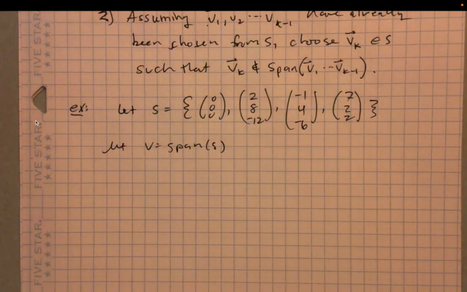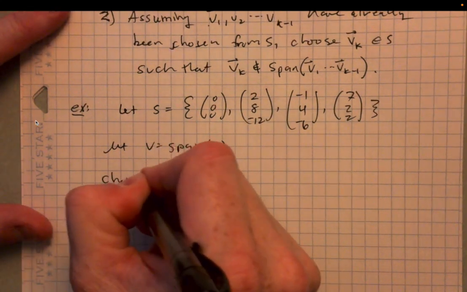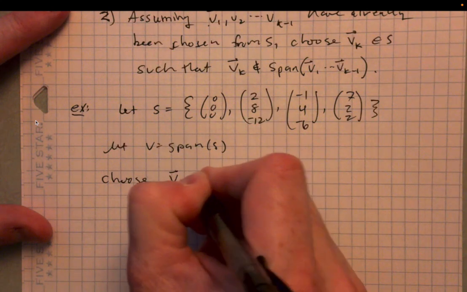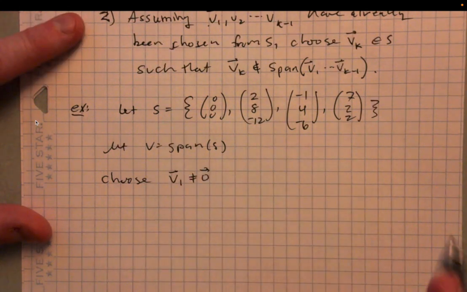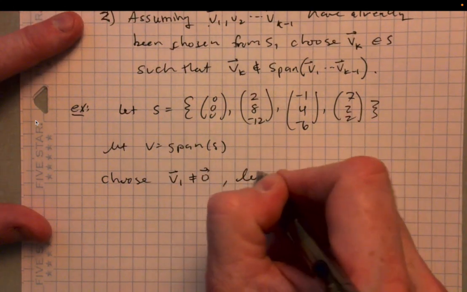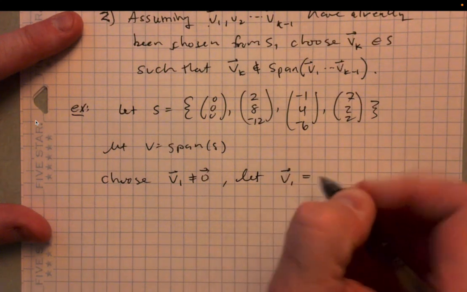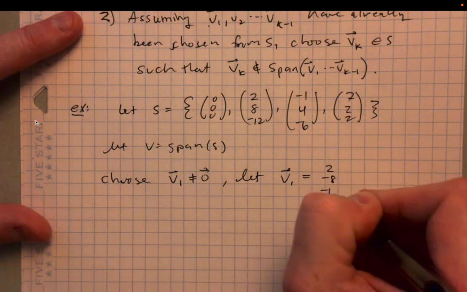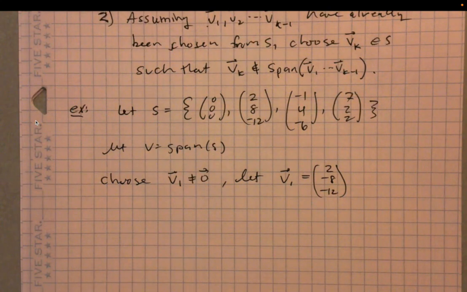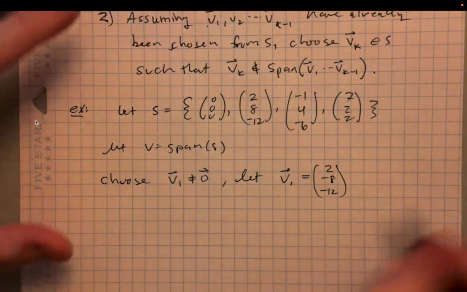Okay, so let's choose V1. Let's start with the first step. V1 has to be not equal to the 0 vector, right? So let V1 equal (2, negative 8, negative 12), just the second vector in there. We might as well just choose any one we want. Okay, that's step 1.